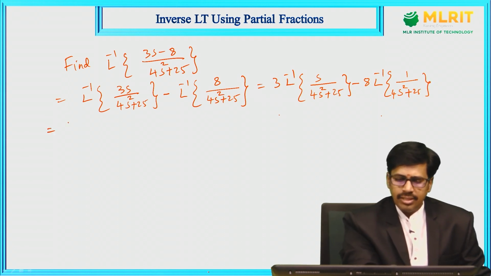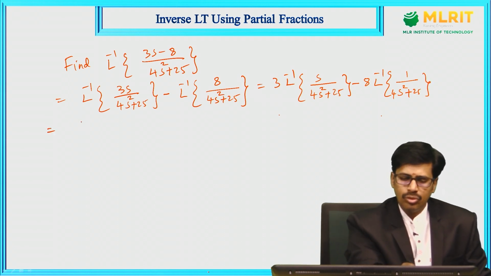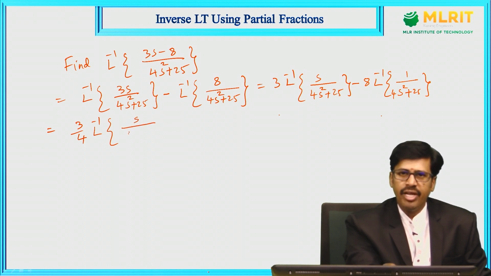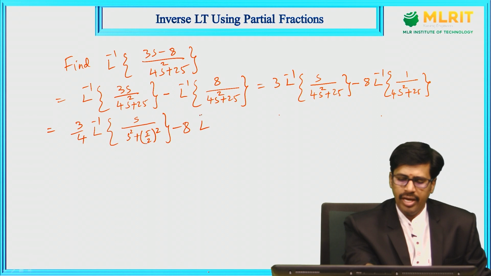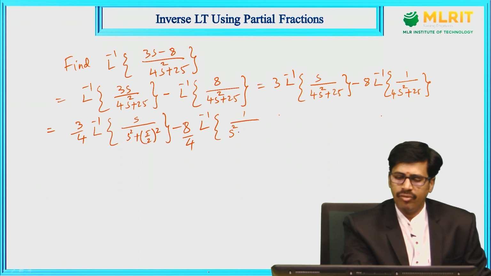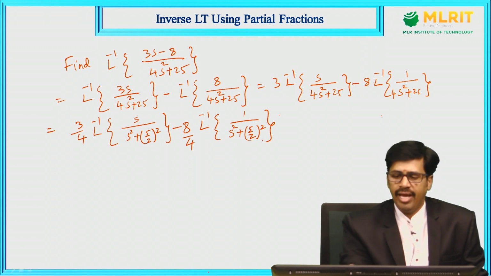So, this can be written as, in the denominator let us take 4 common. So, this can be written as 3 by 4 into L inverse of s by s square plus 25 by 4, that means 5 by 2 whole square, minus 8 into L inverse of 1 upon, here also let us take 4 common, s square plus 5 by 2 whole square. I want to write this in the form of s square plus a square, that is why I have taken 4 common in the denominator.